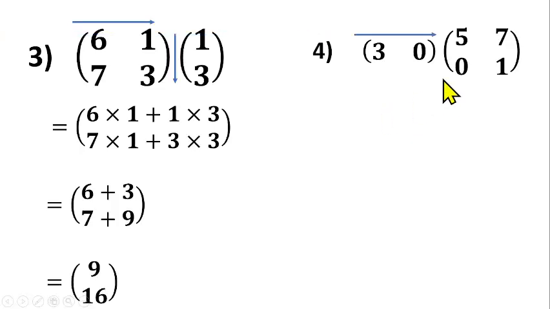Then how do we multiply as well? The row will multiply this first column. Then this row also will multiply the second column as well. Do we understand that? So this one has one row. It will multiply these two columns. Then if you do that, how do we go about that? 3 will multiply 5. Then 0 will multiply 0, 1. Again 3 will multiply 7, 0 will multiply 1 again. Do we understand that?